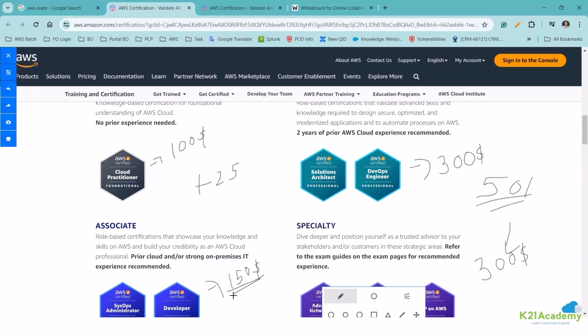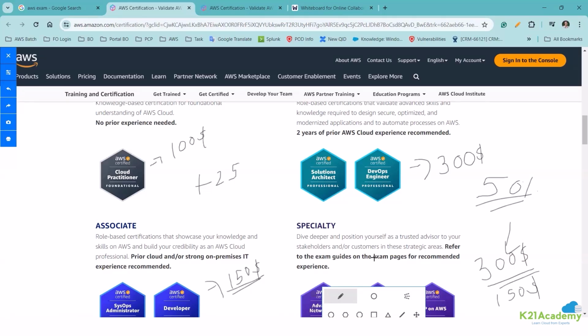I paid $150. And once I cleared the exam, I also got the certification, as well as the 50% coupon code. And that coupon code I applied to the next exam, and the exam cost, which originally is $300, I got for $150. So for $300, I have 2 certifications, the associate as well as the specialty.